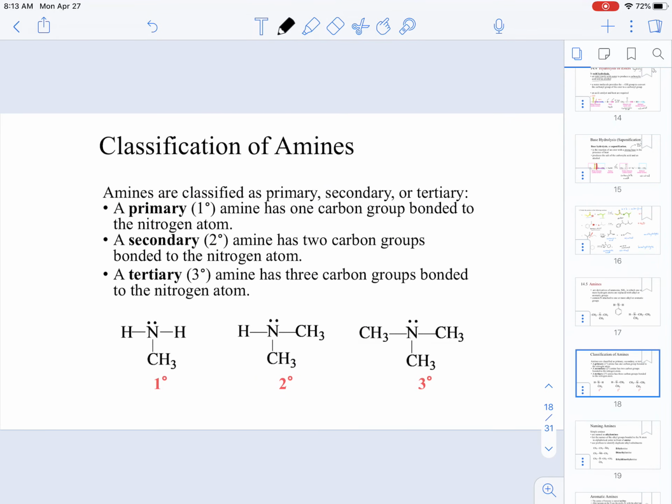Amines can be classified similar to what we did previously to classify alcohols as primary amines, secondary amines, or tertiary amines. Now, when it comes to the classifications of the amines, understand that what makes something primary, secondary, or tertiary is going to be specifically how many carbon atoms are attached to the nitrogen.